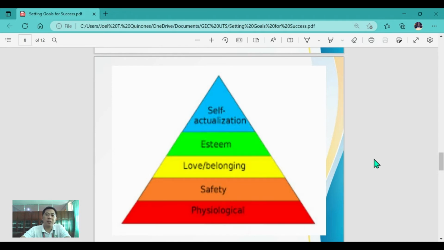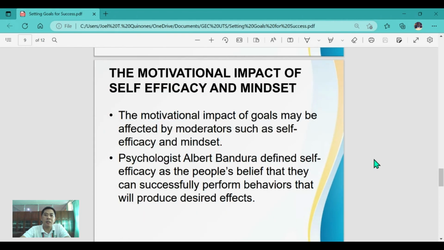Okay, so paano tayo makakarating sa self-actualization? Basically, by gearing towards our goals that we are setting, from short-term goals to long-term goals. Self-actualization is becoming a real person as well. There are many aspects of how we can explain self-actualization. In easier understanding, self-actualization is becoming your true self.